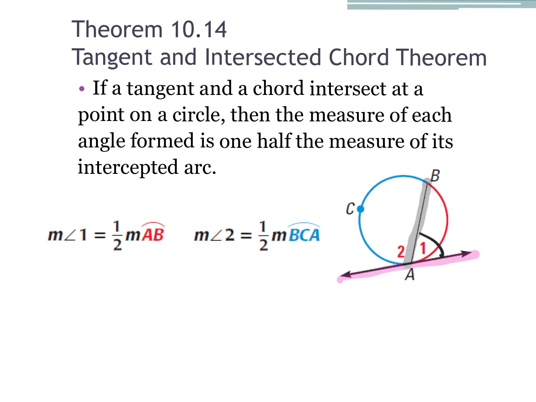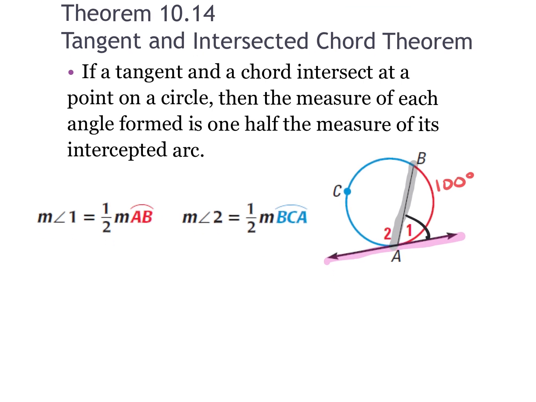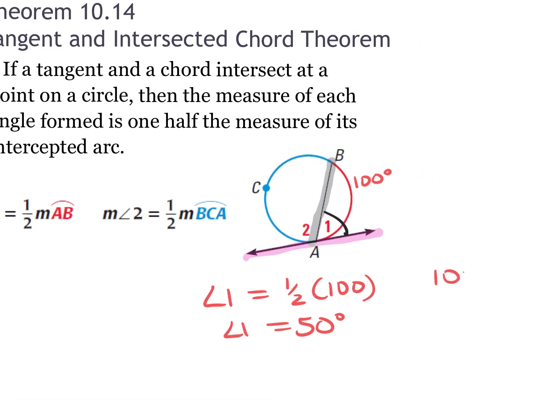So let's say I told you that this intercepted arc, or arc AB, was 100. Then to find the measure of angle 1, all we would do is take 1/2 of 100, and angle 1 would be 50. Now, if you notice, angle 1 and 2 together, they're sitting on a straight line. So if you don't want to multiply by 1/2, you could also do 100 divide by 2. You get the same answer.